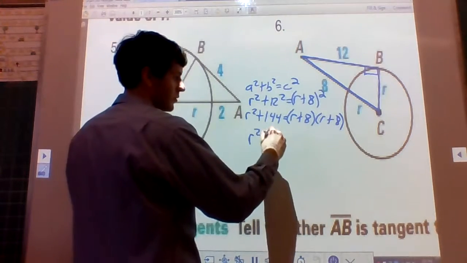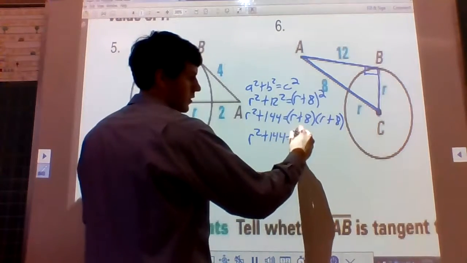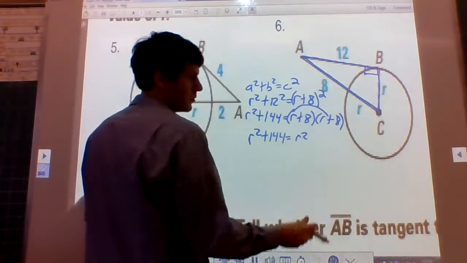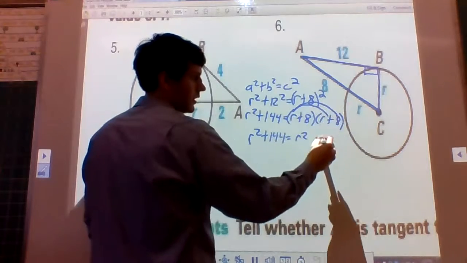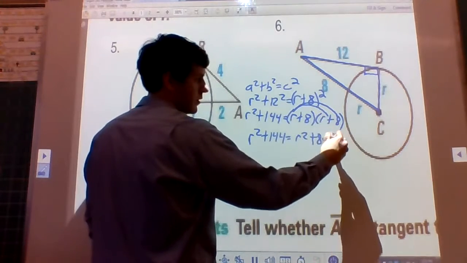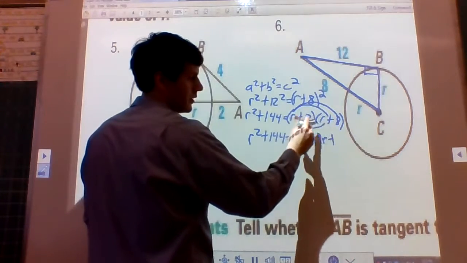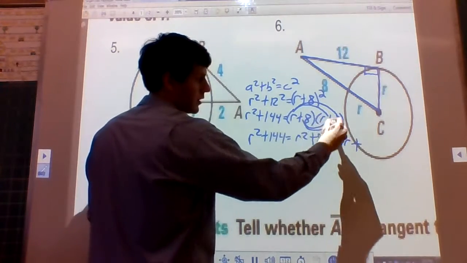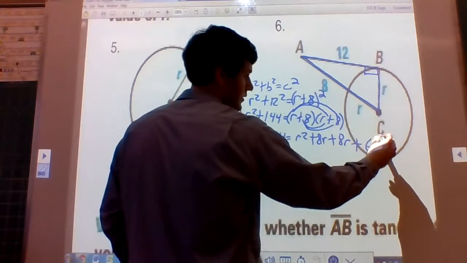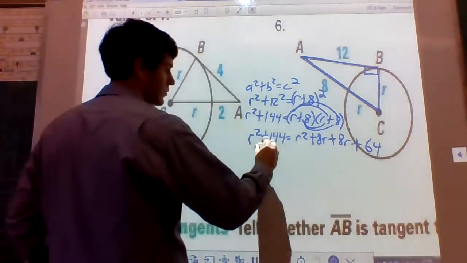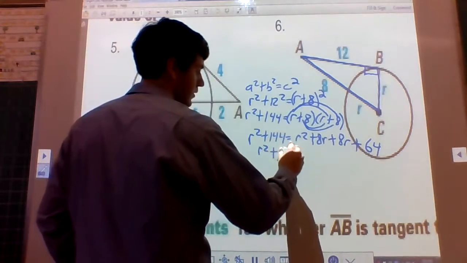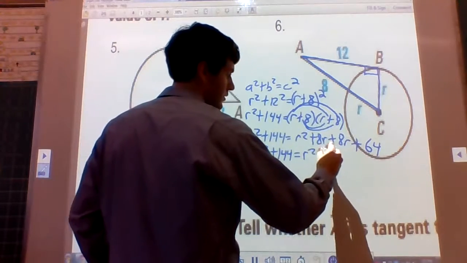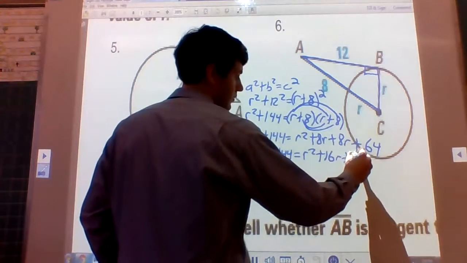R squared plus 144 equals r squared. So first, r times r is r squared. R times 8 is plus 8r. Inner plus 8r. And then 8 times 8 is 64. So we have r squared plus 144. Combine like terms, r squared plus 16r plus 64.